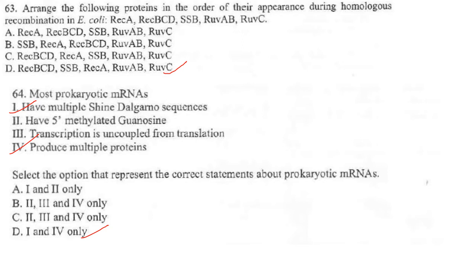Then most prokaryotic mRNAs. Most prokaryotic mRNAs have multiple Shine-Dalgarno sequences and have 5' methylated guanosine, no. Transcription is uncoupled, no, it is prokaryotic, so it is coupled to translation. Then they produce multiple proteins, that is also correct. So 1 and 4 are only correct, so the answer is option D.